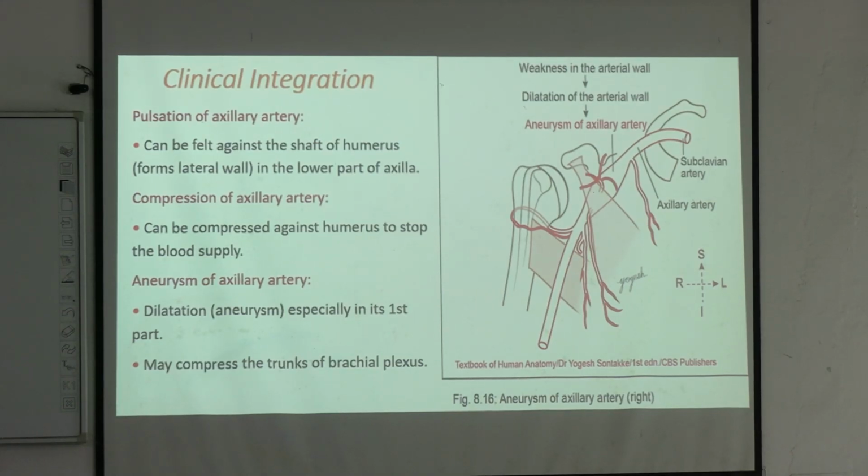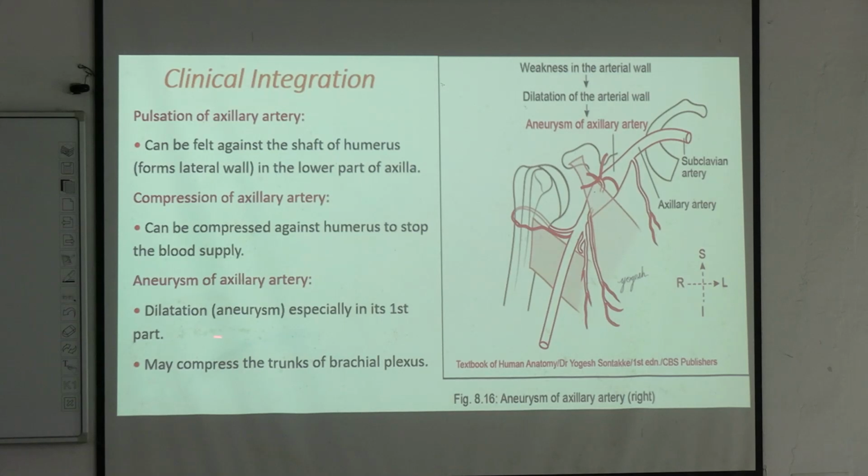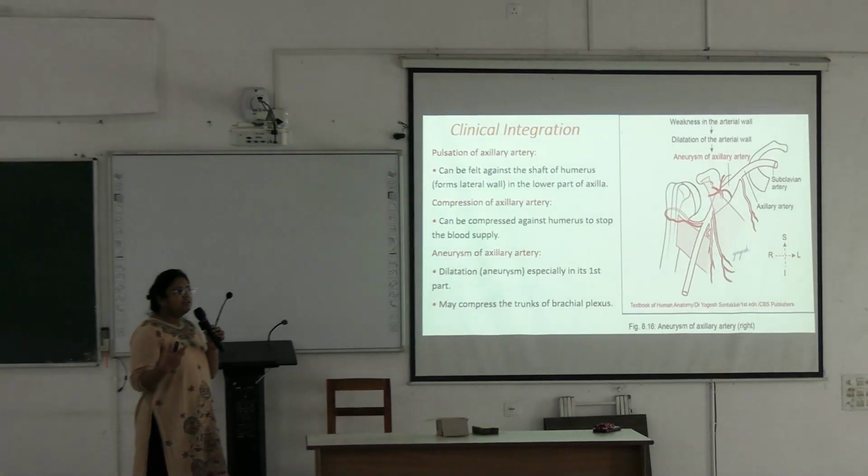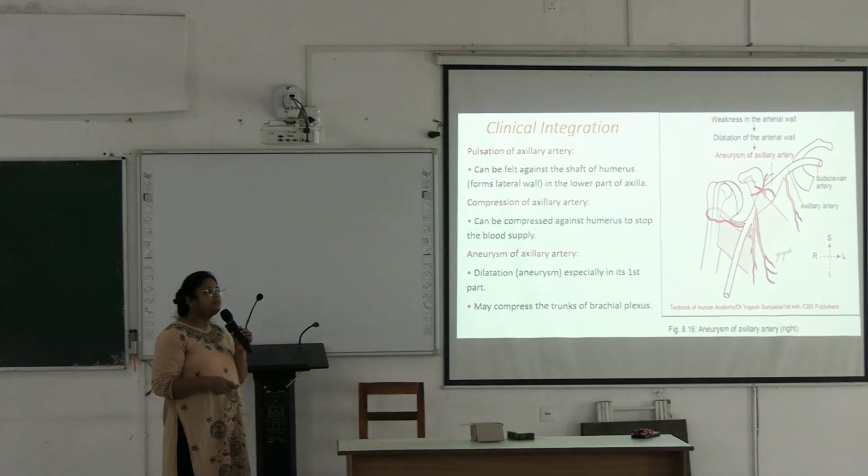Main artery of the upper limb is the axillary artery, and another is aneurysm of axillary artery. Aneurysm means dilatation. Dilatation, especially in its first part, occurs and may compress the trunks of the brachial plexus, and there will be different symptoms of compression. Okay.